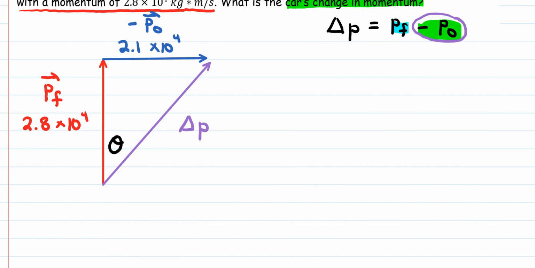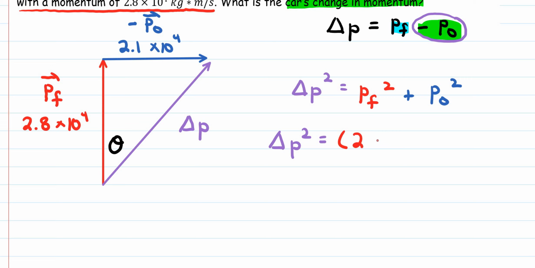Okay, so since this is a right angle triangle, I can use the Pythagorean theorem here. So I can say that the change in momentum squared is equal to the magnitude of my final momentum squared, and then I can add that to my initial momentum squared. So there's the Pythagorean theorem right there. So this is delta P squared equals the magnitude of my final momentum vector, which is 2.8 times 10 to the power of 4, and I square that. And then I can add that to the magnitude of my initial momentum vector, which is 2.1 times 10 to the power of 4, and then I can square that. Okay, and then from here on, you're off to the calculator.